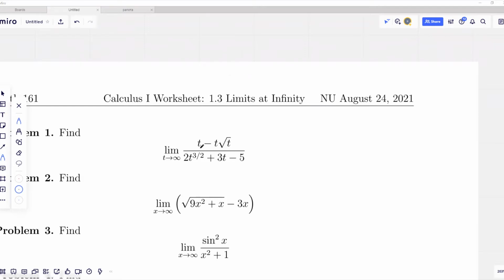So let's start. Here we cannot use our limit for ratio of two functions right away, since a limit of numerator goes to minus infinity and limit of denominator goes to plus infinity. But we can divide both numerator and denominator by t to the power of 1.5.